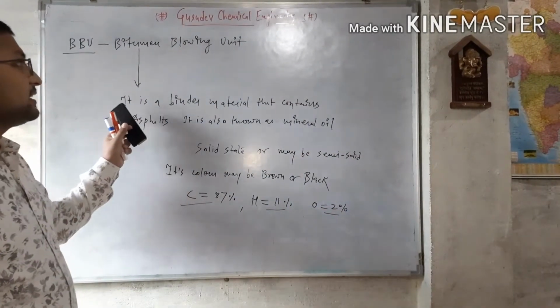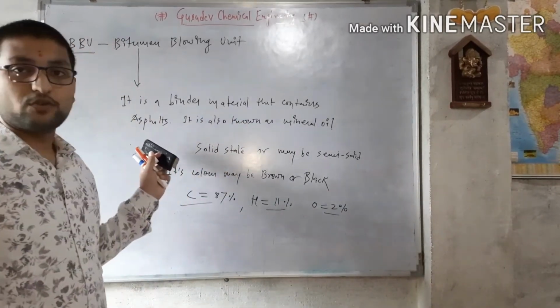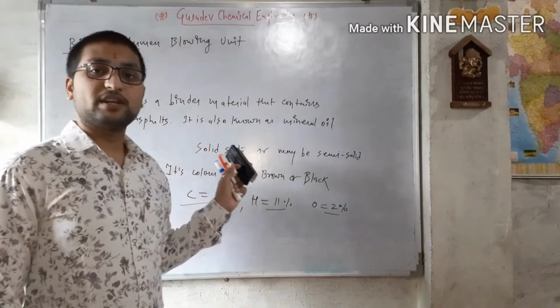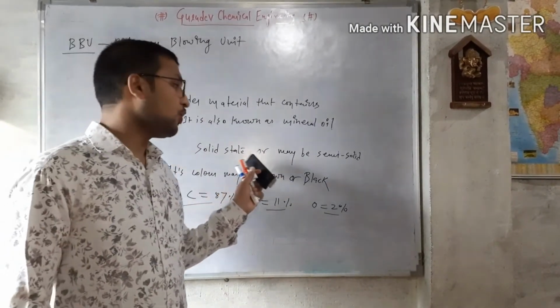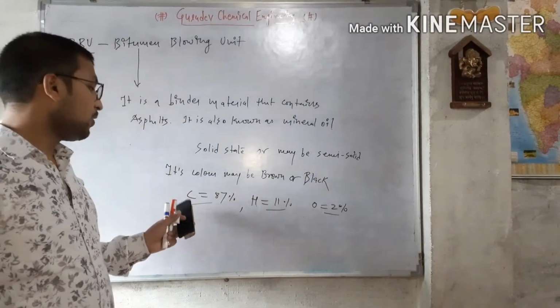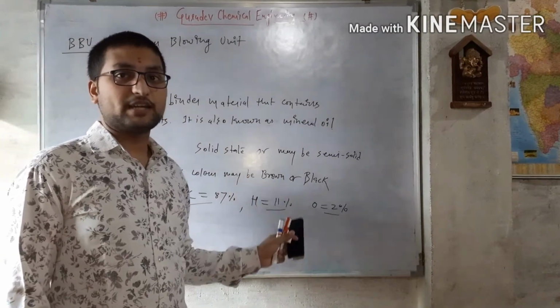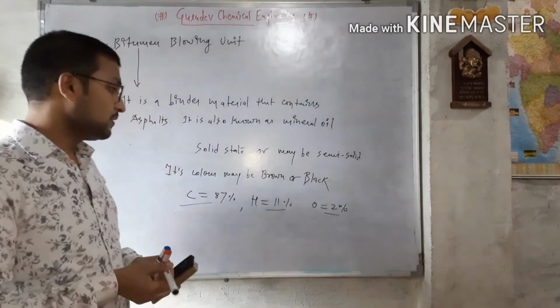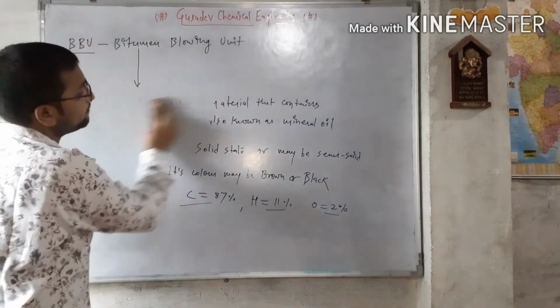So bitumen is nothing but a binder material that contains asphalt, and it is also known as mineral oil, present in the solid or maybe semi-solid state, and its color is brown or black, containing 87% carbon, 11% hydrogen and 2% oxygen. So this was the brief about bitumen.